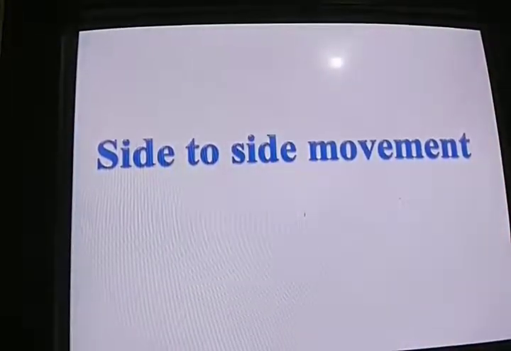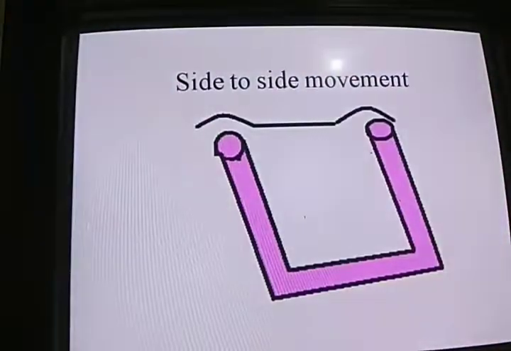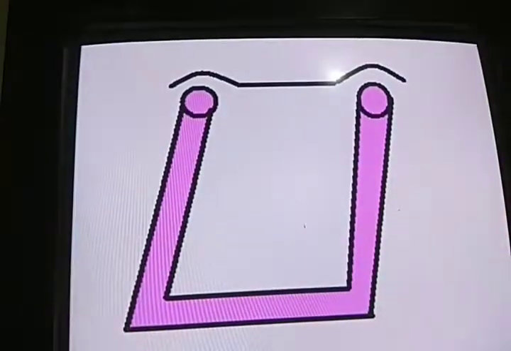Side to side movements. These are the side to side movements. It is seen in the temporomandibular joint. So this is all about this video.